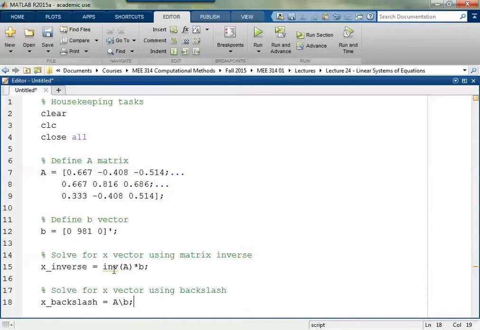Do the inverse and backslash work the same? They don't work the same, but they will give you the same answer. Or we hope they'll give you the same answer. So let's try it out and see.